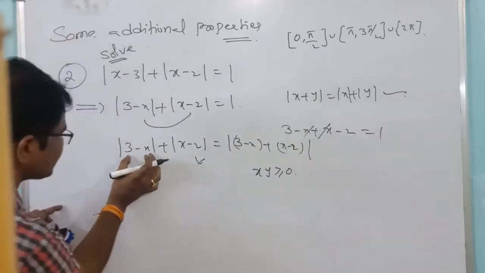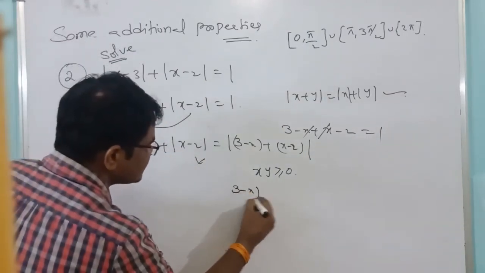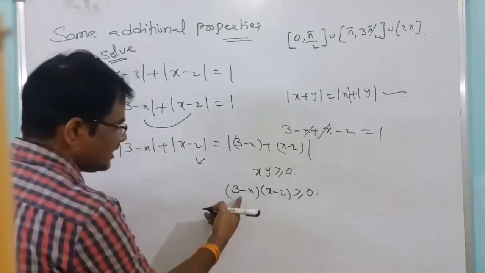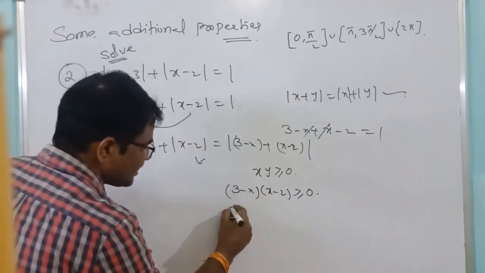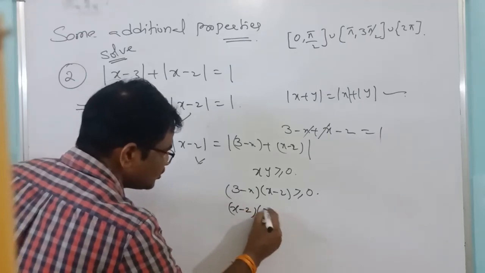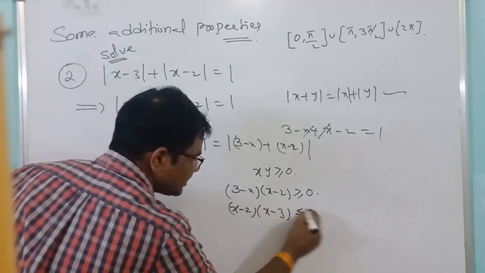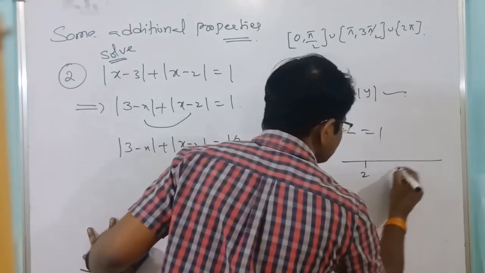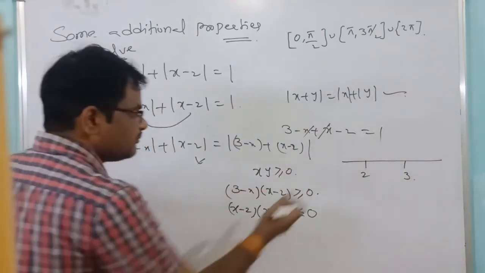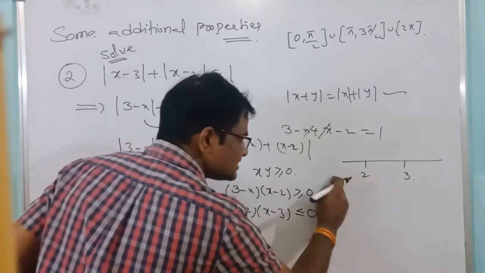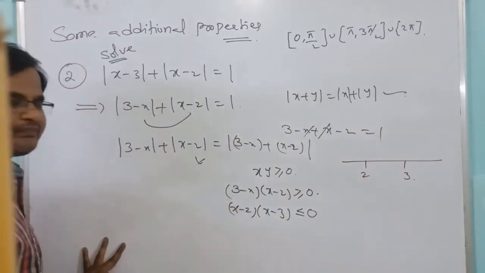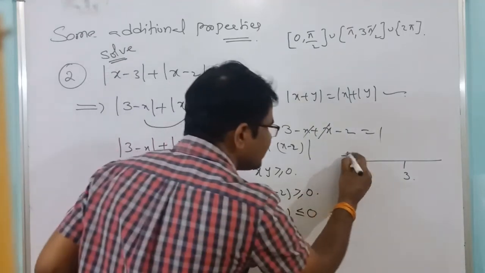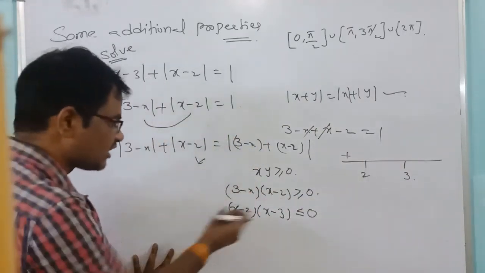Here in place of x, what is there? 3 − x. Here y is x − 2. So (3 − x)(x − 2) ≥ 0. Multiply by minus: (x − 2)(x − 3) ≤ 0. Take the number line. Critical points are 2 and 3. Before, meaning less than 2, substitute any one value. If you substitute 1: 1 − 2 is negative, 1 − 3 is negative. Negative into negative is positive, by the wavy curve method.